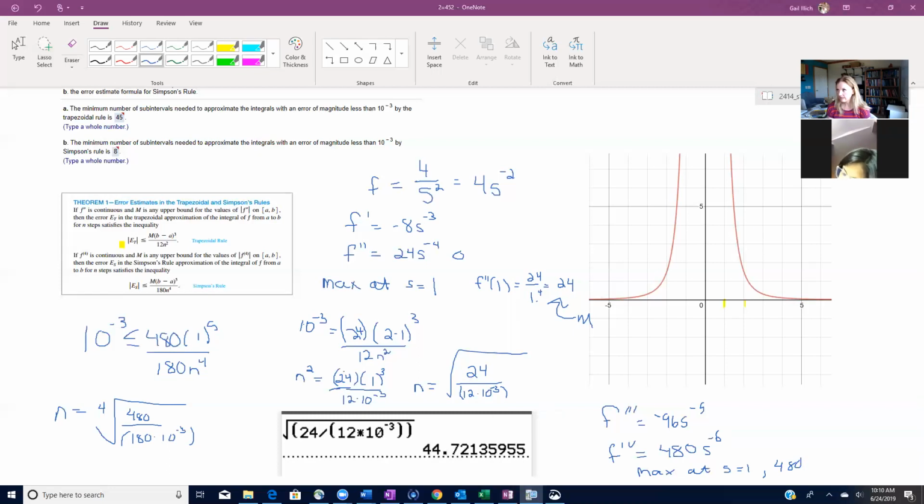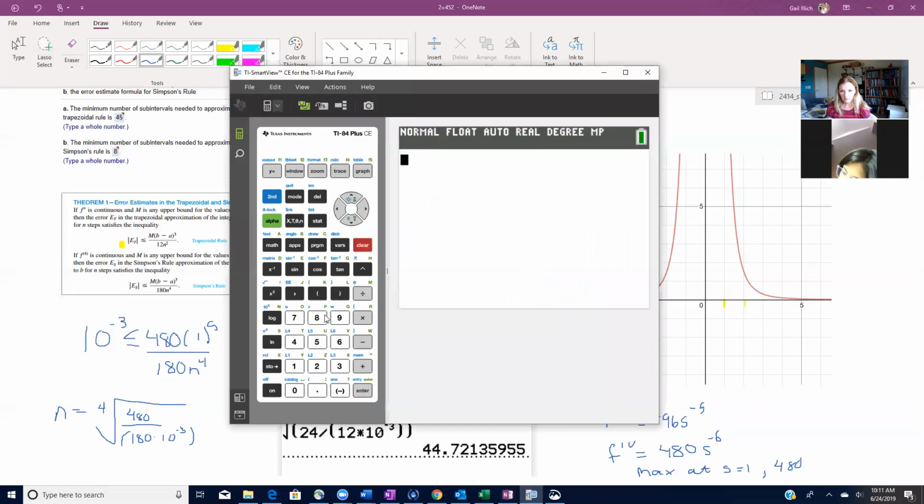So we can type this into our calculator. To do a fourth root, you'll do 480, in parentheses, divided by, make sure this is in parentheses, 180 times 10 to the negative 3. And then you're going to raise that to the fourth root, so you do 1 divided by 4 in parentheses in the exponent, like that.